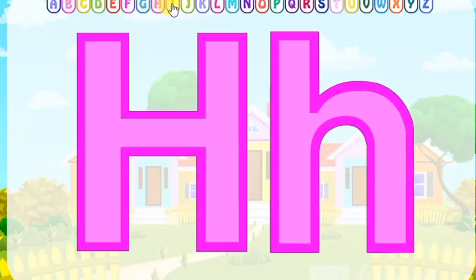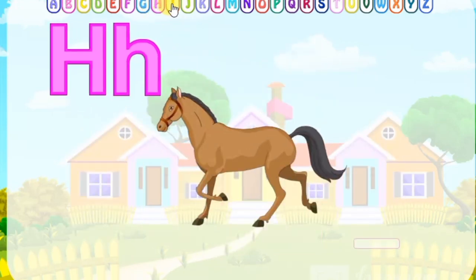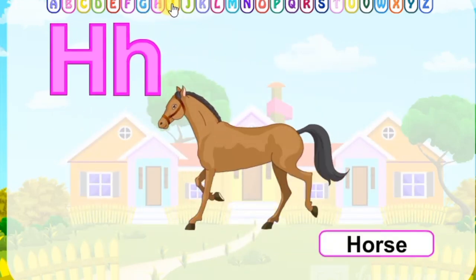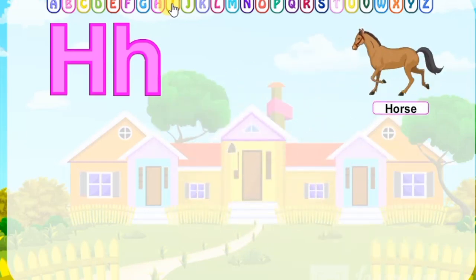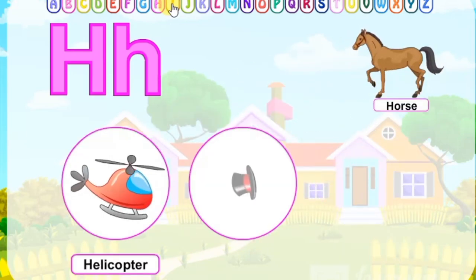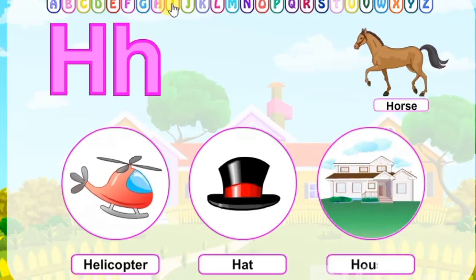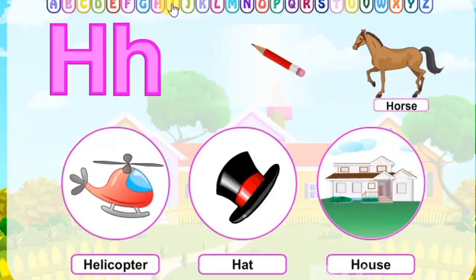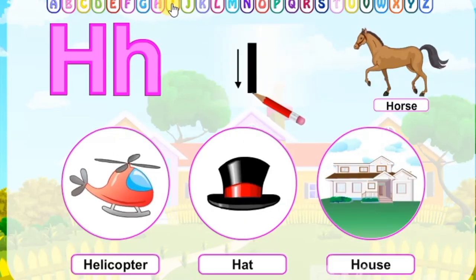H. Horse, helicopter, hat, house. Join the dots to make H.